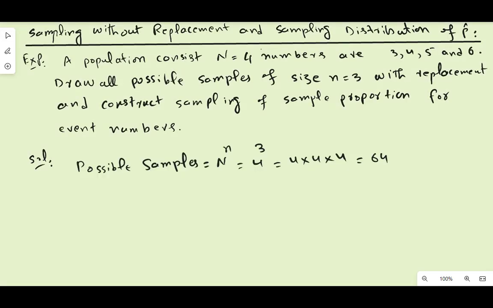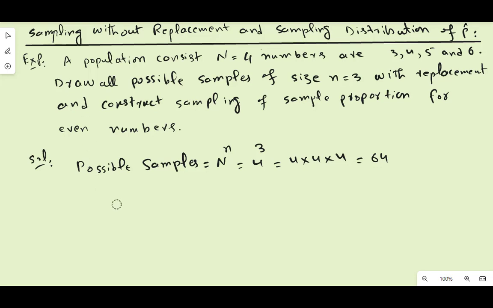Okay. Today we are going to discuss sampling without replacement and the construction of the sample distribution for sample proportion. Let us take an example. A population consisting of four numbers: 3, 4, 5, and 6. The question is, draw all possible samples of size n equal to 3 without replacement and construct the sample distribution for sample proportion for even numbers.